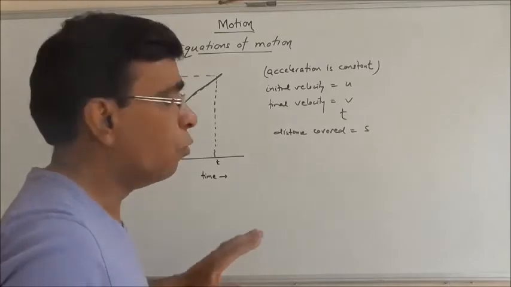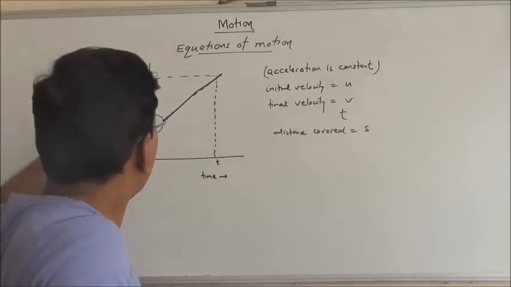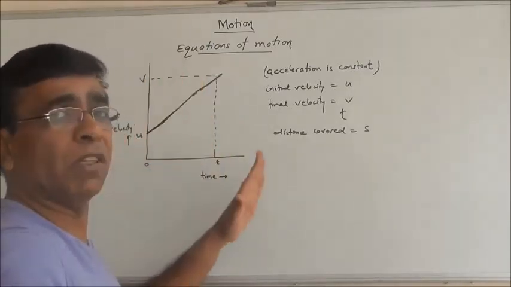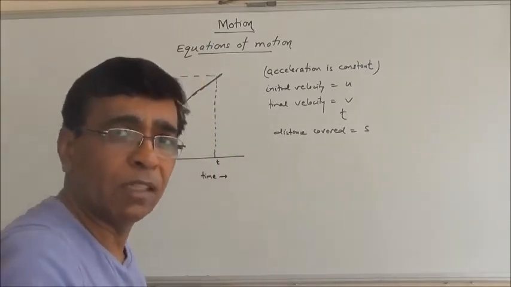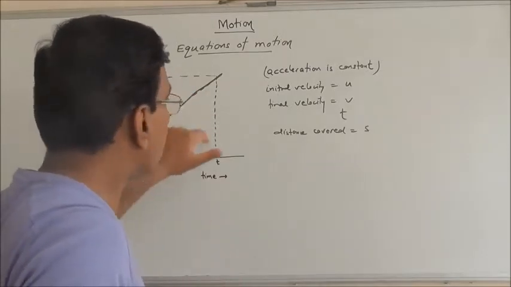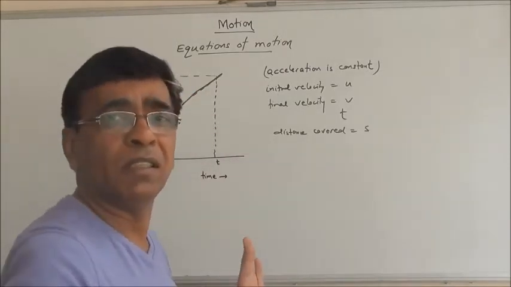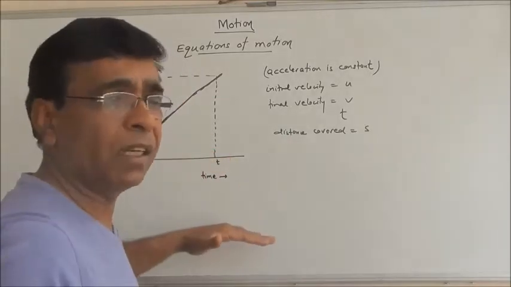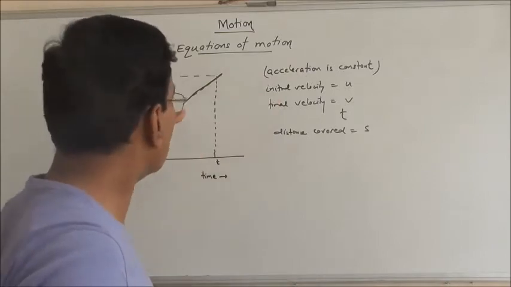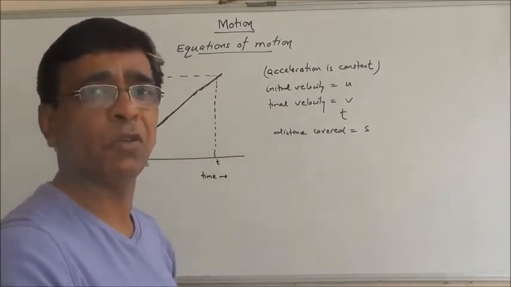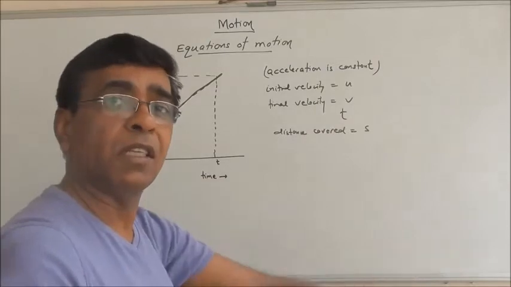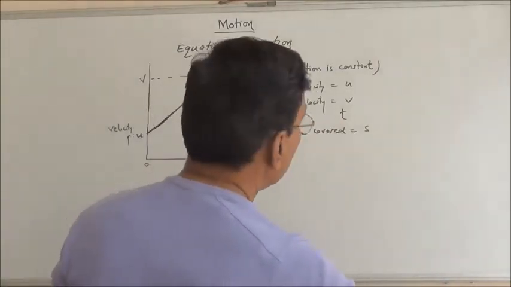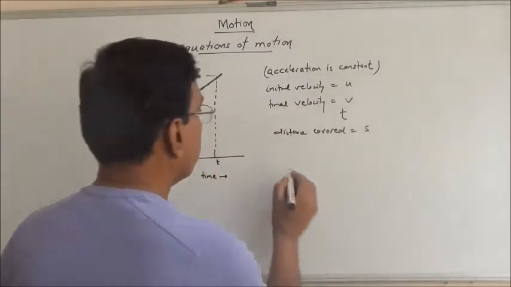Whatever we have done in graphs so far: if I calculate the slope, v2 minus v1 upon t2 minus t1, that will be acceleration, and if I calculate the area under the graph, that will be the distance covered by the body. It's not going in the negative half. It is one-dimensional motion, velocity remains positive in one direction only, so distance and displacement will be the same. Now let me calculate the slope of the graph first.